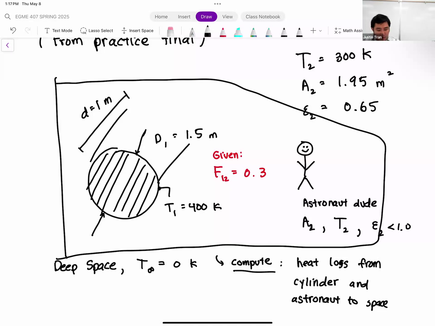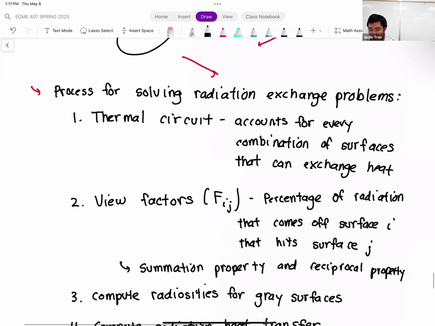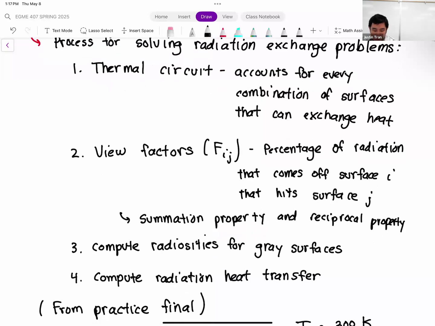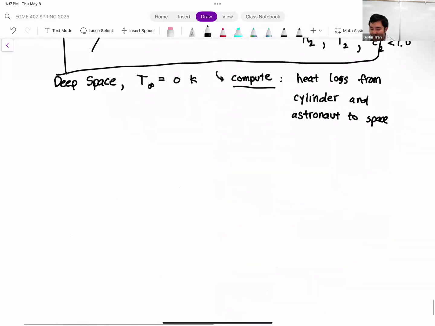All right, so let's go ahead and start the process for solving this. First thing we need to do, we go back to our radiation exchange process. We need to draw the thermal circuit for this problem. So let's start with that.